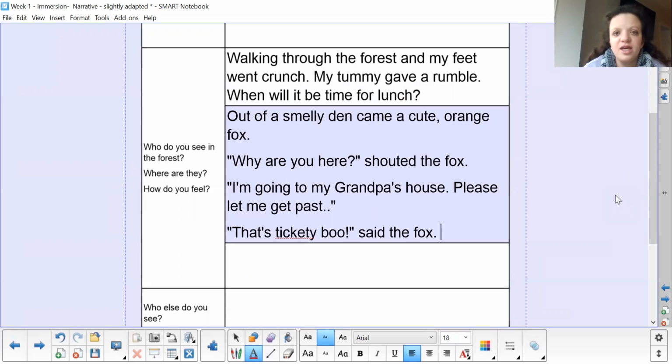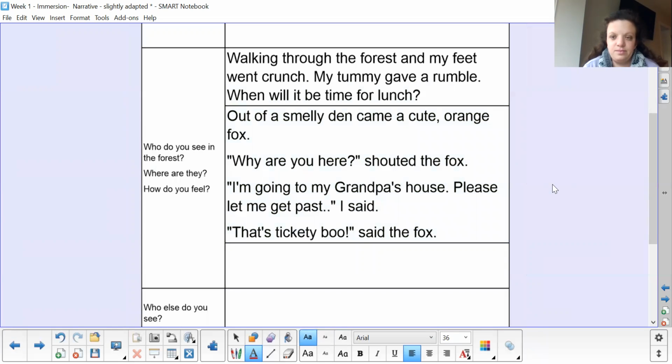So have a go now at telling me who came out, having a go at writing that key phrase, having a go at who came out of the den, the question they asked, what you answered, and then what the fox said. I need to put in there who said that. I said. Remember, a new line each time a new person speaks. Off you go. Pause the screen now.